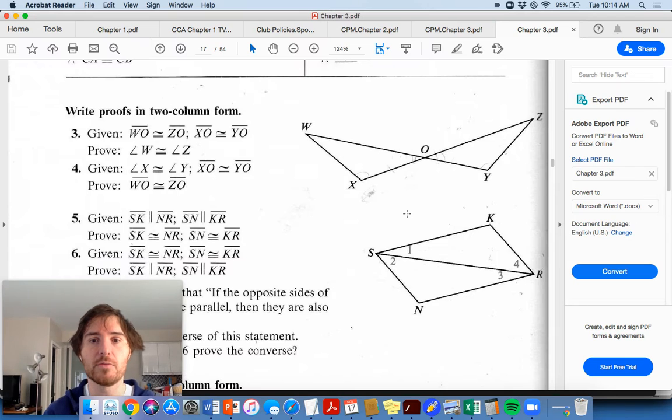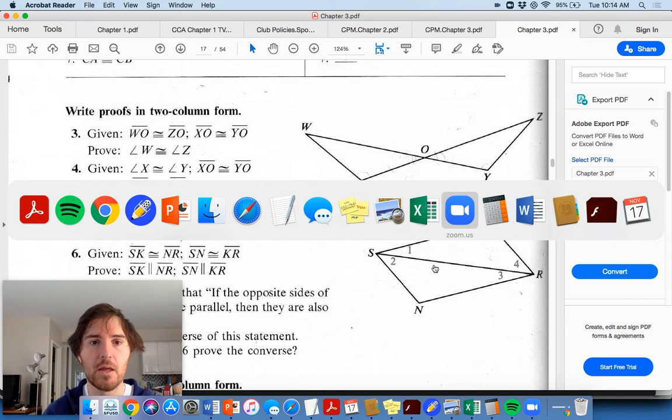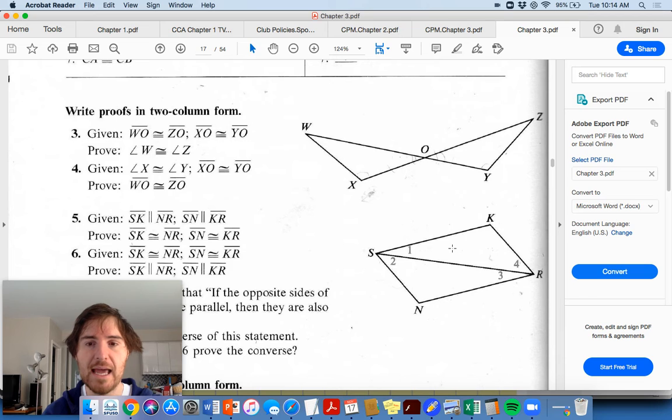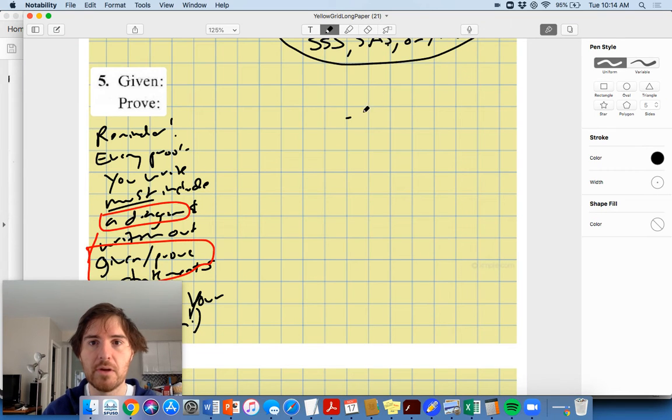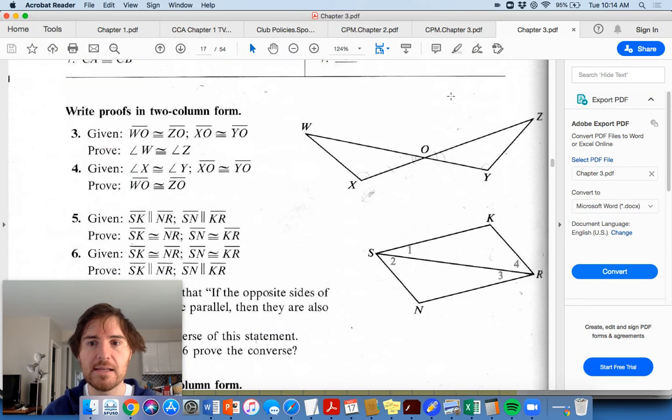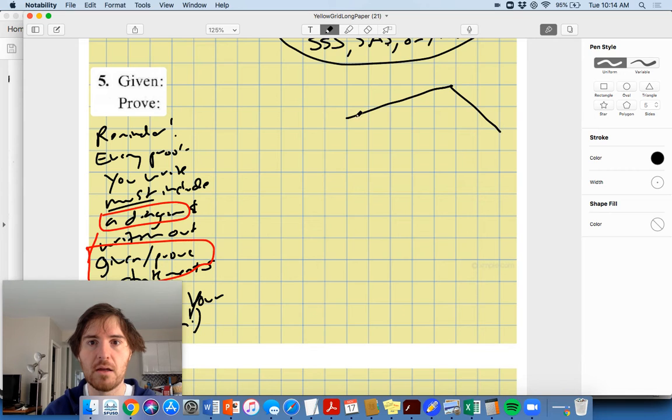So let me copy it down. The top segment is SK. You can time me, how long is this going to take? SK, KR, triangle SKR. So you're just getting to know the diagram by copying it down, and you're not panicking, saying I can't do this. Because you can do it. It's not too bad.